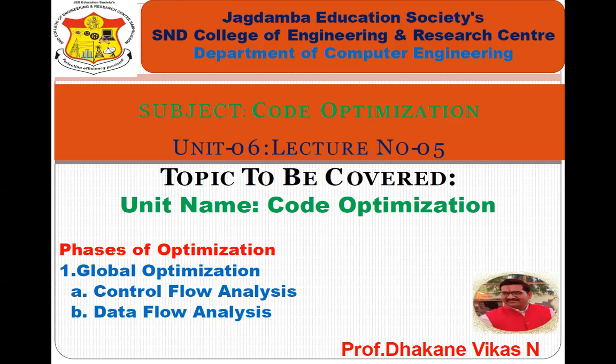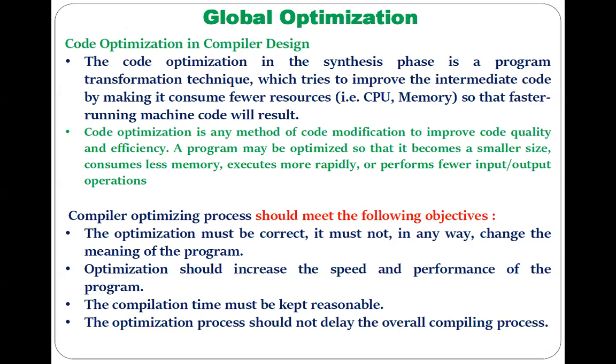So today we'll discuss the details regarding global optimization and some techniques which are required to perform global optimization. As we already know, the optimization we perform in the synthesis phase, that is in the backend of the compiler, and optimization is nothing but a code transformation, modification, or rearrangement technique where we try to improve the intermediate code by making it consume fewer resources like CPU and memory, so that our program can run faster.